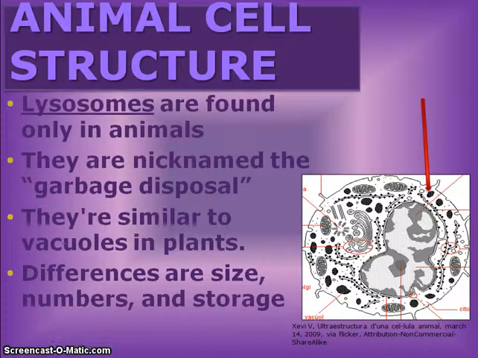Now, things that are found only in the animal cells would be the lysosomes. The lysosomes are nicknamed the garbage disposal, and this is because they are where the waste that the animal would use is put, and then it is processed there and distributed to be gotten rid of and out of the body. They are very similar to the vacuole. They store things, they process waste. The main difference in them, though, is that, obviously, one's in a plant, one's in an animal.